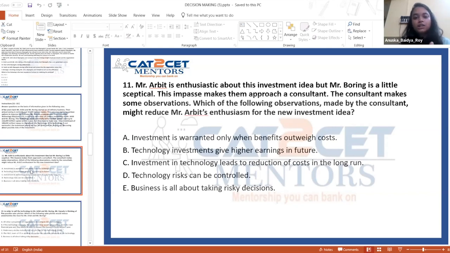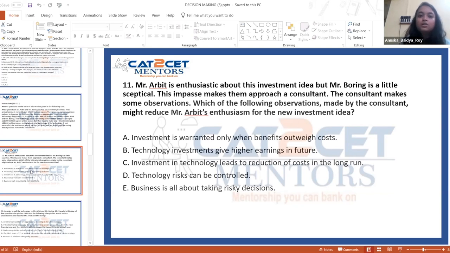B, technology investments give higher earnings in future. So if technology investments give higher earnings in future, I should be investing, right? A's enthusiasm is not negated here. It's supported. B supports A. Okay. C, investment in technology leads to reduction of costs in the long run. Again, if investment in technology is going to reduce my costs in the long run, I will invest in it. Okay, it's fair for me to invest. So C again supports A, is not negating A.